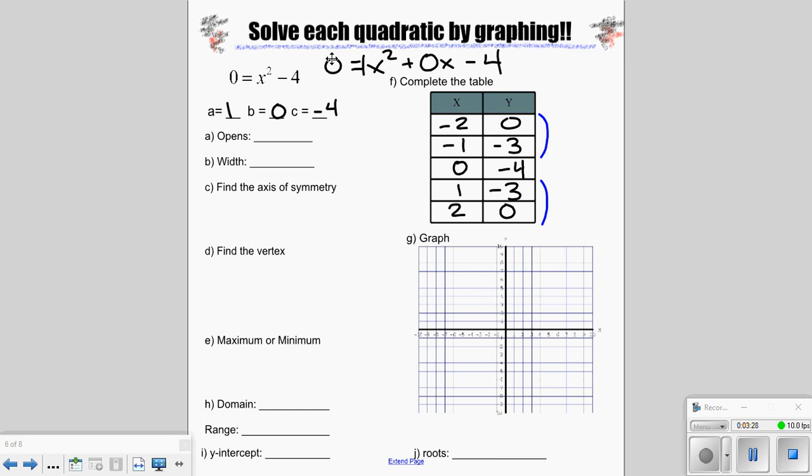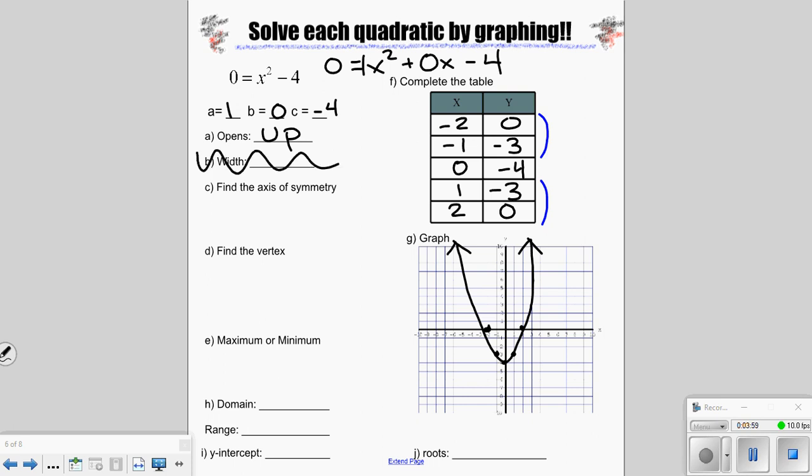Now, what is the graph going to look like here? Well, it's pretty simple. All we're going to do is plot those points on our graph. So negative 2, 0 is right here. Negative 1, negative 3 is going to be right here. 0, negative 4. And then we just finish our table off there. Draw our parabola, and now we have our parabola. From here, it's pretty easy to answer most of our questions. This parabola obviously opens up. The width, we do not have to worry about that.